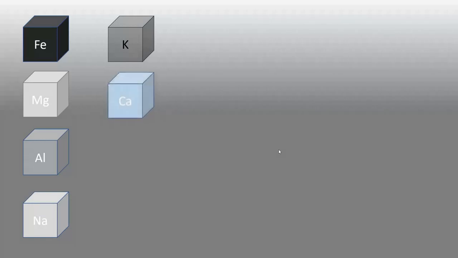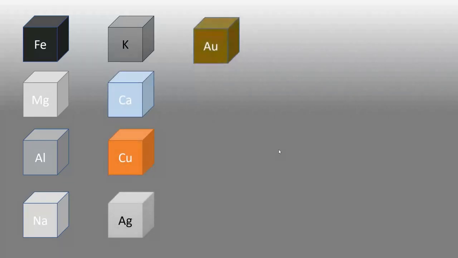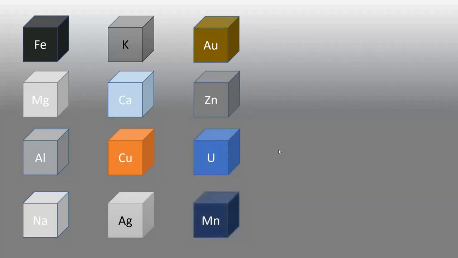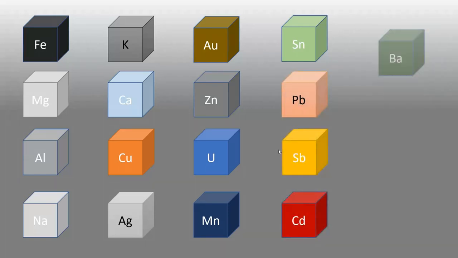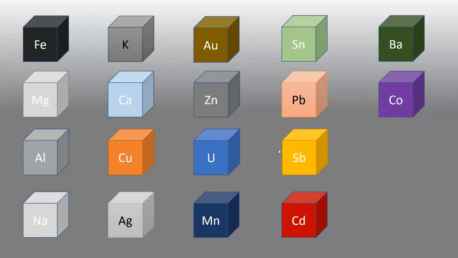So today we will see 20 metals and their ores. First one is iron, then magnesium, aluminium, sodium, potassium, calcium, copper, silver, gold, zinc, uranium, manganese, tin, lead, antimony, cadmium, barium, cobalt, nickel, and mercury.